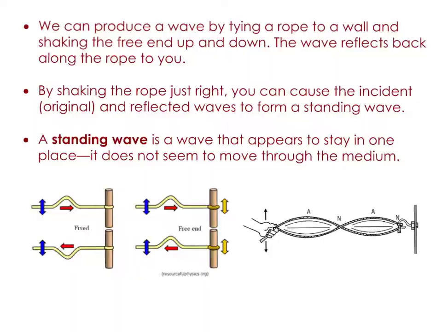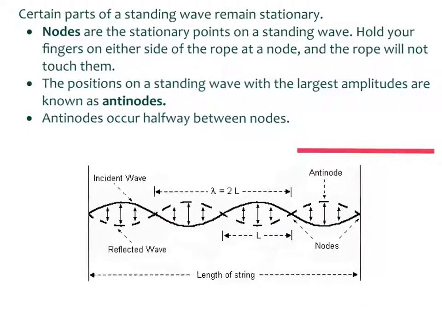Now, in a standing wave, certain parts of that wave remain stationary. Those parts are called the nodes. The nodes are the stationary points on a standing wave. Nodes are regions of minimal or zero displacement, and there's minimal or zero energy. You can hold your fingers on either side of the rope at a node, and the rope's not going to touch them. So we can see the nodes at this point, and this point, and this point, and this point, and this point. Those are all nodes in this particular standing wave.